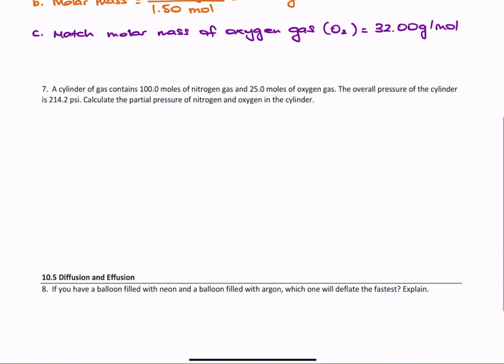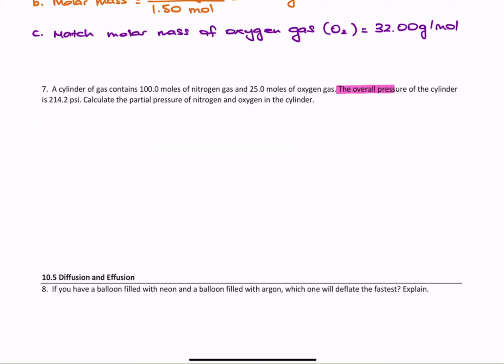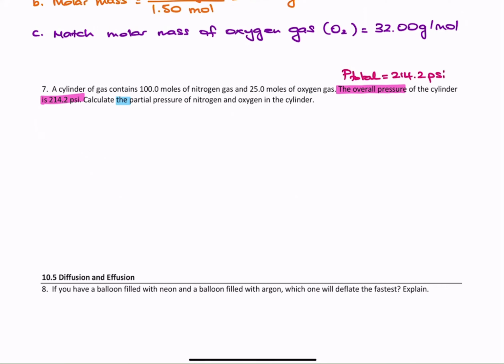So our unknown gas is oxygen that is contained in this container, in this tank. Next question. A cylinder of gas contains 100.0 mole of nitrogen gas and 25 mole of oxygen gas. The overall pressure, so we're given here, the total overall is the same as the total pressure, so we have a P total that is equal to 214.2 psi. We want to find the partial pressure of N2 and of O2.